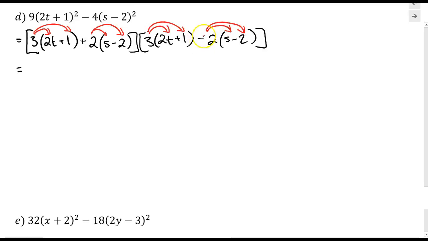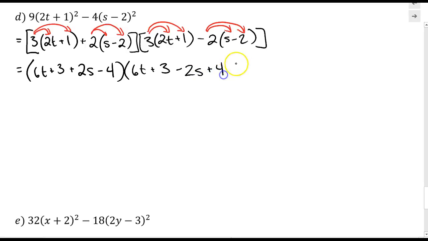Most common mistake, missing this negative right here. So let's not do that. Let's see if I can manage. Sometimes I forget. 6t plus 6 plus 2s minus 4. And 6t plus, oops, not 6, 3, and 3 minus 2s plus 4. There we go. So busy worrying about that negative that I forgot 3 times 1 is 3, not 6.